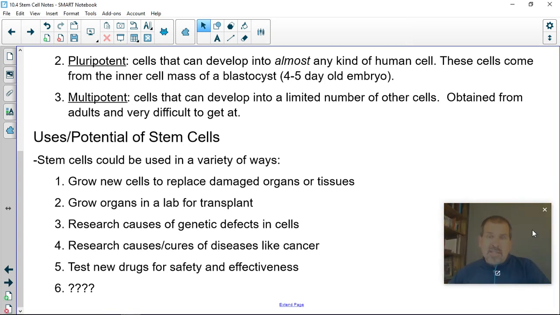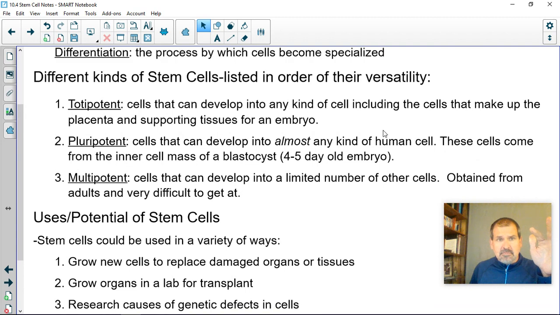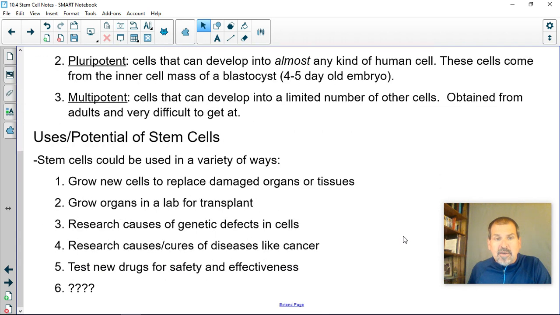All right, so that's it for the lecture on stem cells. Again, the big takeaway: know what stem cells are, know what the process of differentiation is, know the usefulness of these three kinds of cells, totipotent, pluripotent, multipotent. Be aware of some of the uses of stem cells. As always, supplement your understanding with the reading of 10.4.